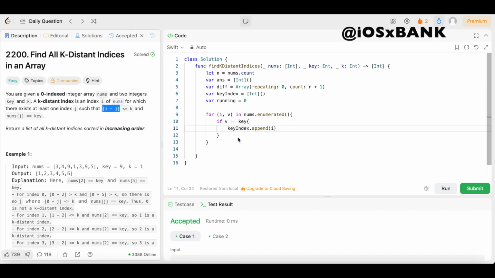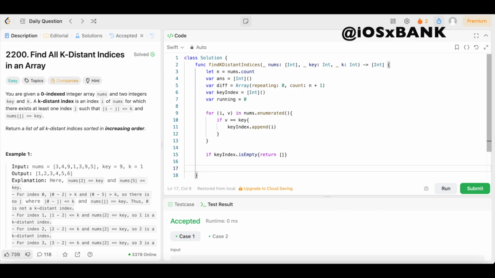Then we come underneath this for loop, and if there are no key occurrences, we can just return an empty result. So we can say if keyIndex is empty, then we just open up the brackets and return a blank array, just like that.